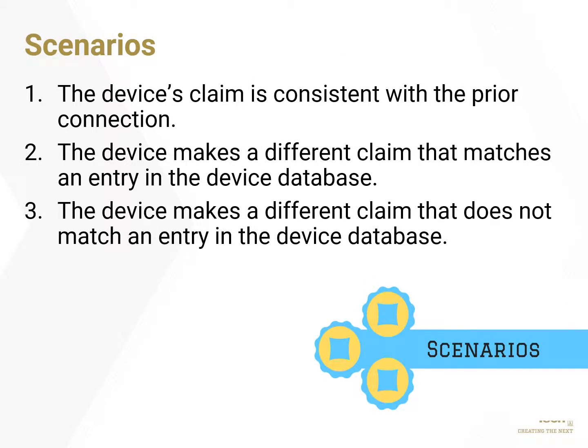And so, during this identification phase, three scenarios can happen. 1. The device's claim is consistent with the prior connection. 2. The device makes a different claim that matches an entry in the device database. And 3. The device makes a different claim that does not match an entry in the device database. In scenarios 1 and 2, the user will be presented with an entry from the database and asked whether the information is correct. But in scenario 1, the user is most likely going to confirm that the information is correct. However, in case 2, the user notices that the information is incorrect and the device can be flagged as malicious.